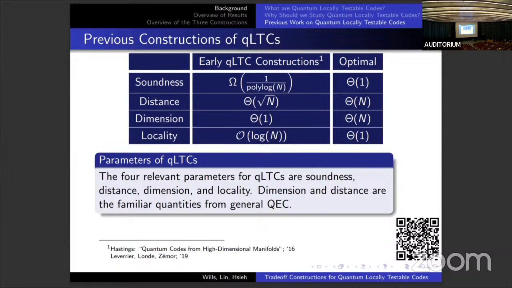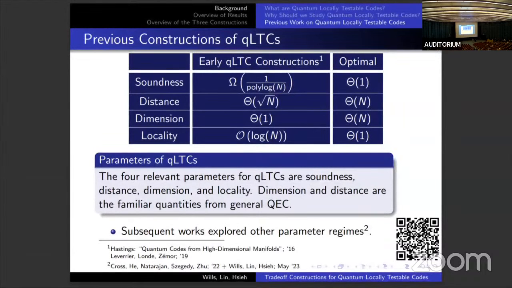They only encoded a very small number of qubits, so only encoding like 1 or 2 logical qubits. And they had a square root distance. So that's kind of reminiscent of the surface code in a sense, but they're very much different to the surface code because the surface code has quite bad local testability properties, whereas these have good local testability properties. So the soundness is very good. It's polylog away from being optimal. And the locality is also still good, so it's logarithmically away from being optimal.